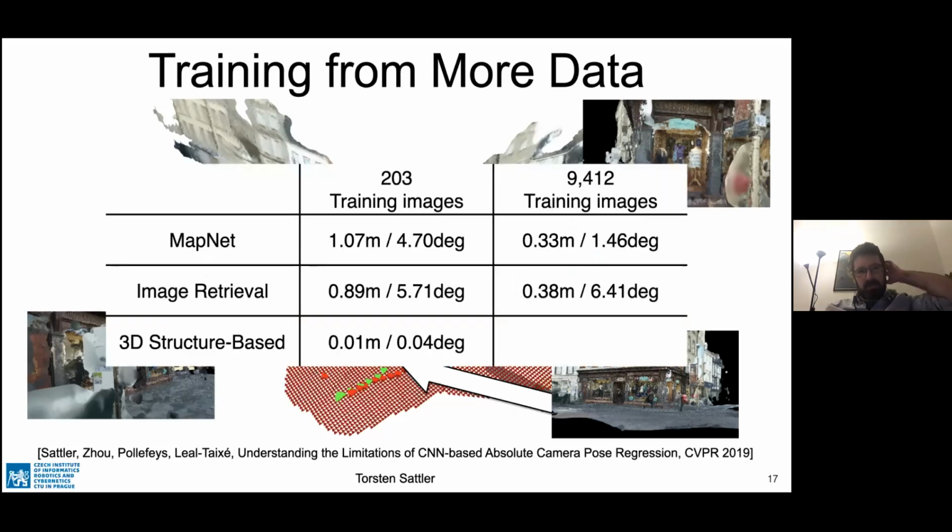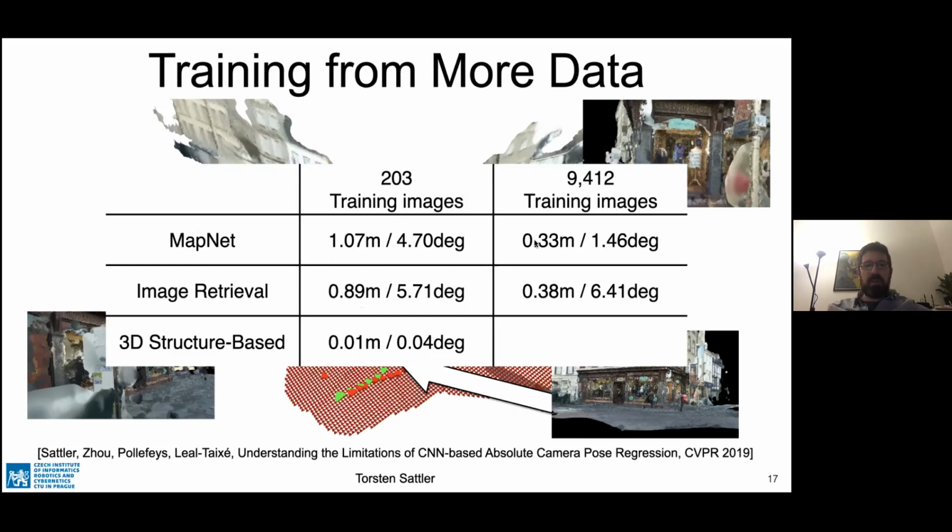So here are some results. What we show here is median position and orientation error in meters and degrees. For the original 203 training images, this pose regressor has a median error of 1 meter, not too good. This is a retrieval system that is just doing interpolation between the top retrieved images, which is better than this method that's actually trained to predict poses accurately. And the last one is a structure-based method, like a type of method that I'm going to talk about later, which is orders of magnitude better.